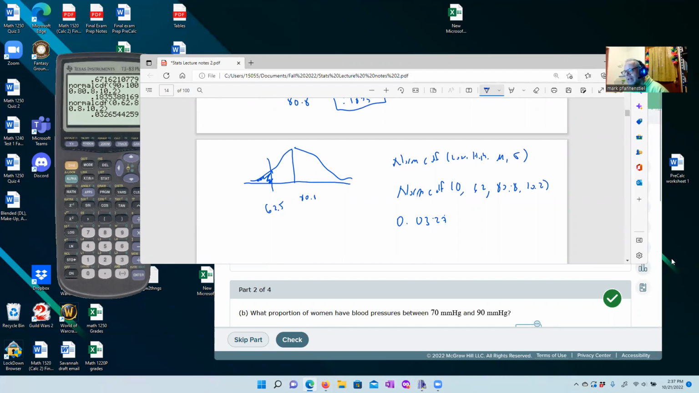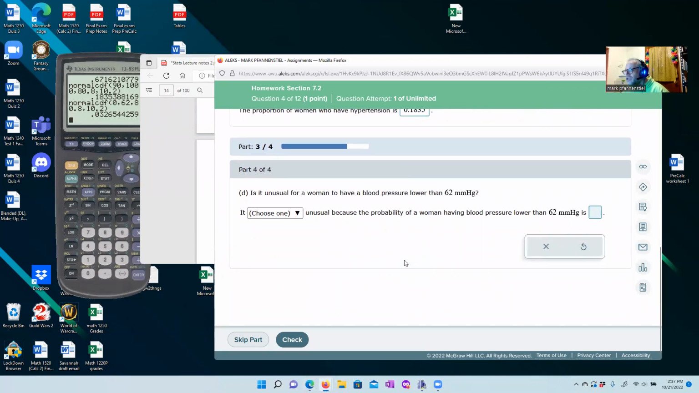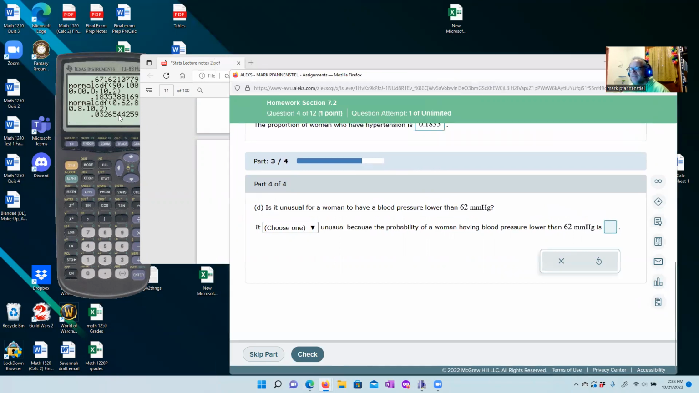That doesn't count, by the way. It's 0.0327. So that's what we're going to type in. So yes, it would be unusual because the cutoff for unusual is 0.05. That's a nickel, right? And then here we have like 3 cents. 3 cents is less than a nickel. So it is unusual because the probability of a woman having blood pressure lower than 62 is 0.03.